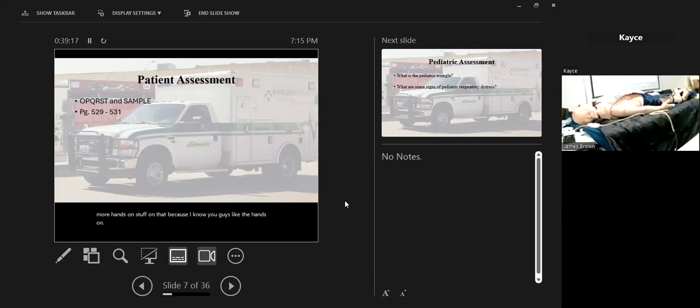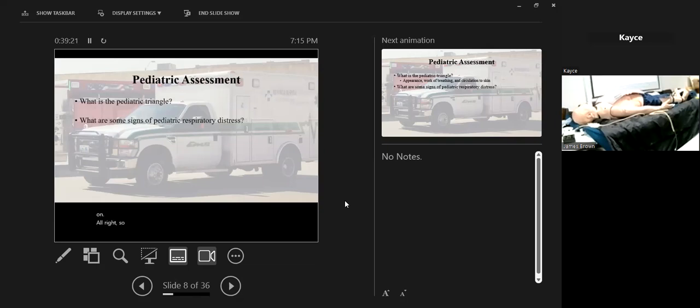All right. So pediatric assessment. What is the pediatric triangle? Did you guys go over that yet in primary or secondary assessments? Good. So we're going to hit the pediatric triangle. It's not even covered in your book, so this is going to be extra information for you. At least it's not covered in this chapter.